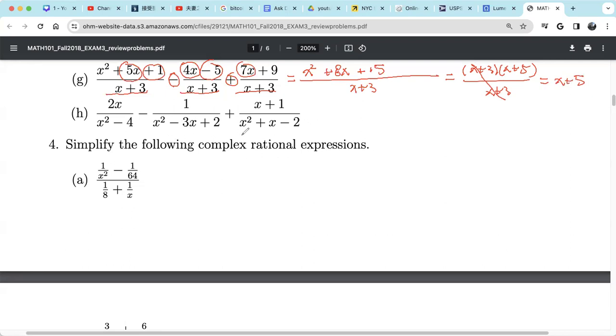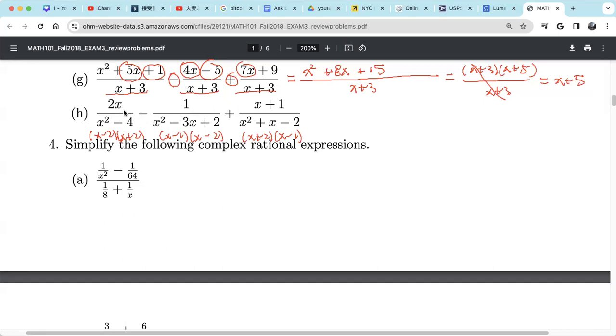Well, let's see h. H, let's put in the factored form. Look at the denominator. We have x minus 2, x plus 2. We have x minus 1, x minus 2. We have x plus 2, x minus 1. Now the common denominator is x minus 2, x plus 2, and x minus 1. Right? Okay, let me change my color.